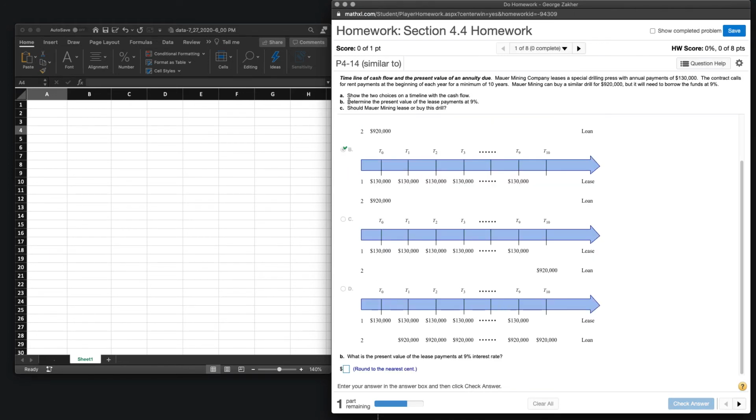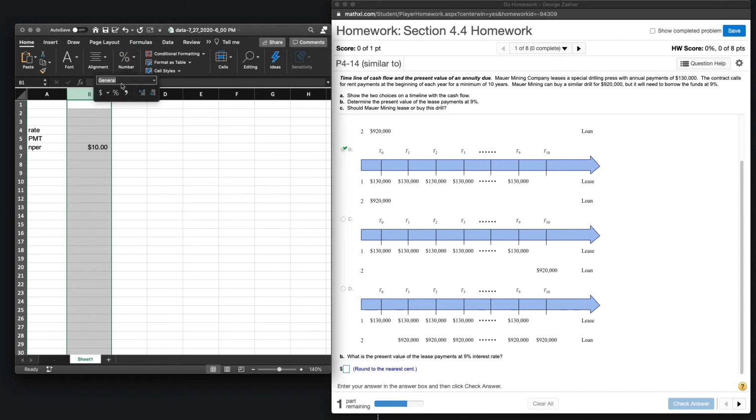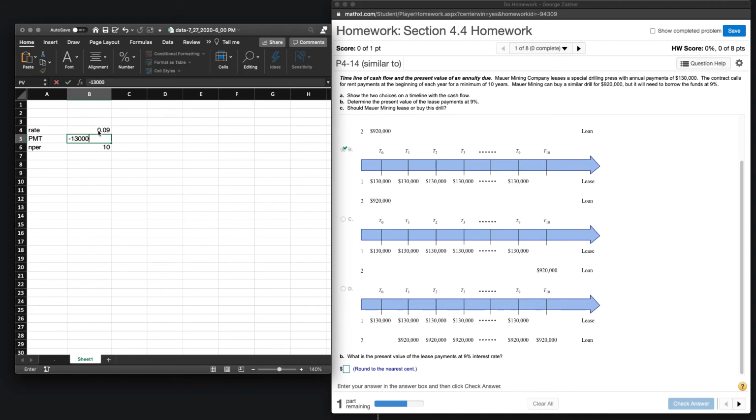So the next question is, determine the present value of the lease payments at 9%. Well, let's consider what we know. We know our rate. We know the payment that we're making, which is $130,000 each year. And we know the number of periods. In this case, it looks like we're paying for 10 periods or 10 years. Okay. So our rate is 9%. And our payment looks like we have to pay $130,000 each year.